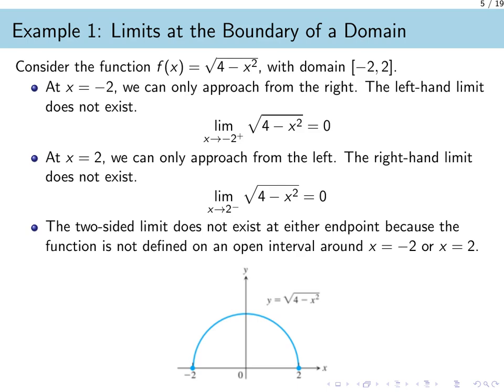Because a two-sided limit requires the function to exist on an open interval around the point, a two-sided limit exists at neither endpoint. This shows that at the edge of a domain, we can often find one one-sided limit, but not both.